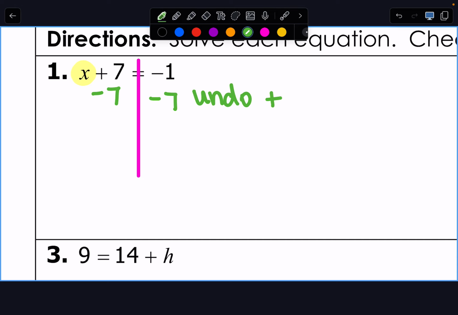Now tell me, what happens when we take 7 plus negative 7? Okay, and that's the whole point. That cancels out and is now 0.